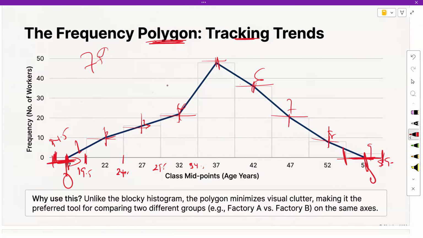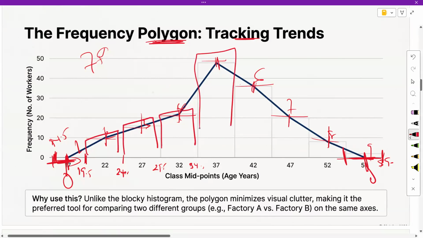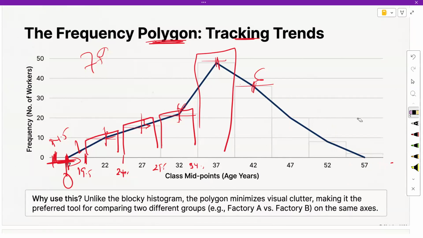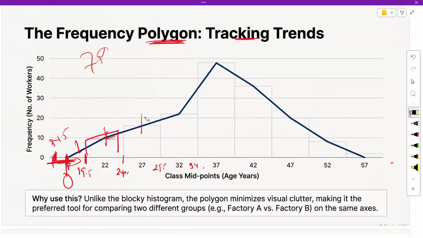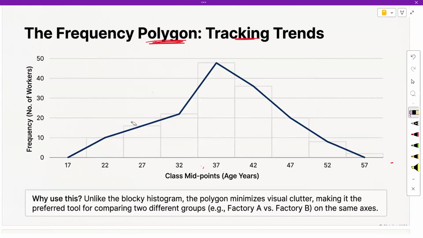So why use this? Unlike the blocky histogram, this is a block, this is another block, this is another block. The polygon minimizes the visual clutter, making it the preferred tool for comparing different groups. When we have a histogram, it's very hard to compare with another distribution. For example, product A and product B, or factory A workers, factory B workers. So how can we compare those two factories' employee age distributions?